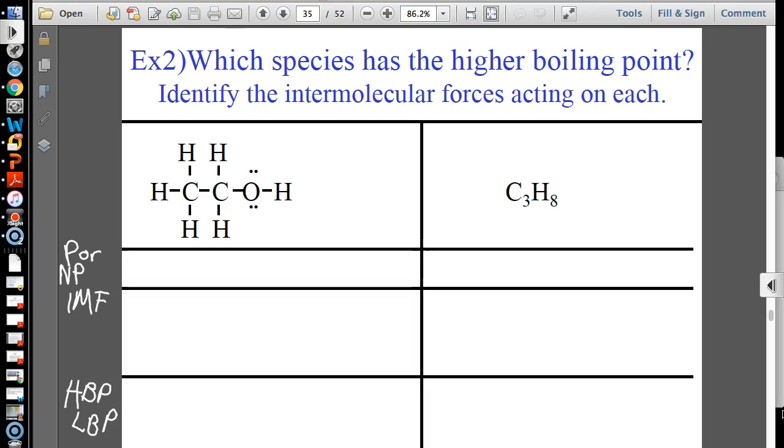So this is the stuff of your test. This is the stuff of the AP exam. They like this. Just like that last test, but now we're asking about this stuff. So polar or nonpolar, IMFs, boiling point.